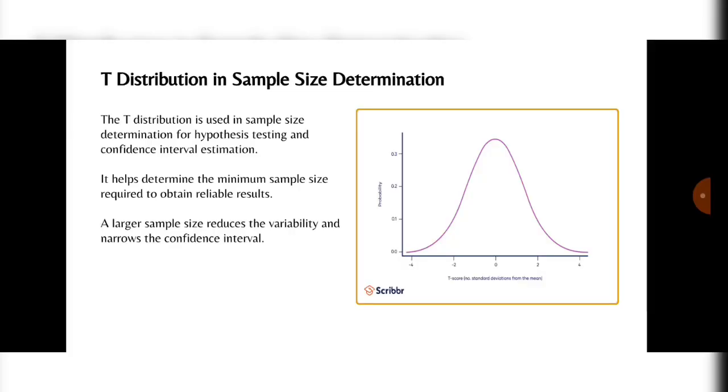The t distribution in sample size determination. The t distribution is used in sample size determination for hypothesis testing and confidence interval estimation. It helps determine the minimum sample size required to obtain reliable results. A larger sample size reduces the variability and narrows the confidence interval.